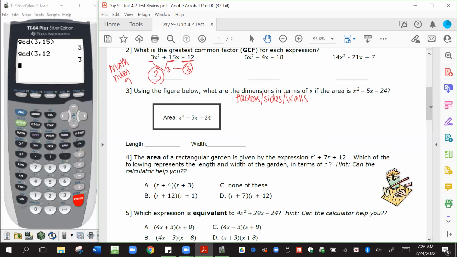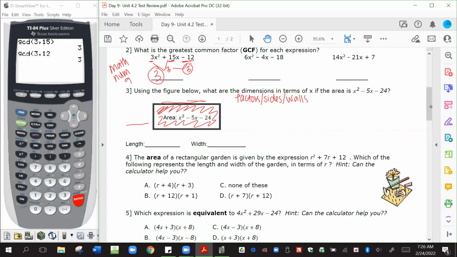So here's my area, so that's the inside. Area is my inside. And I want to know the sides. I want to know what's here and what's here. So to do that, I need to break it apart. First thing I want to actually do is I'm actually going to erase what I just did. I actually want to see, can I just take the GCF out and find my sides?